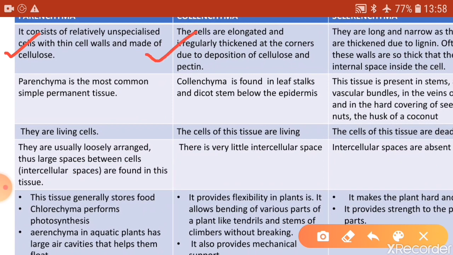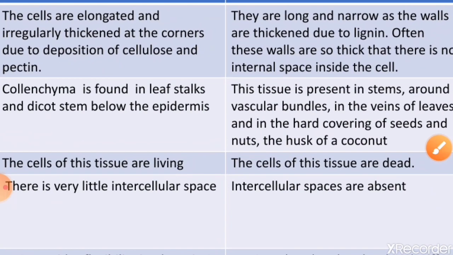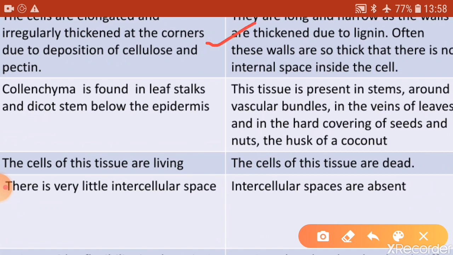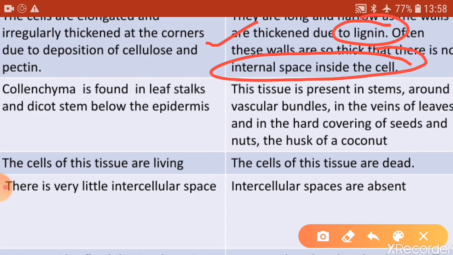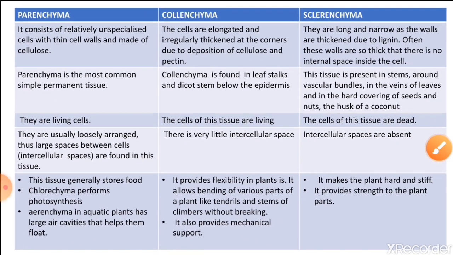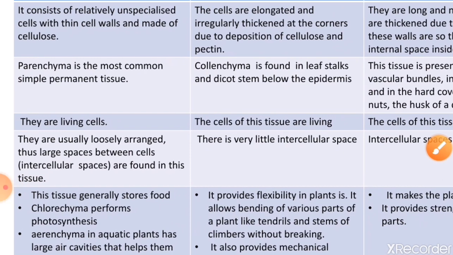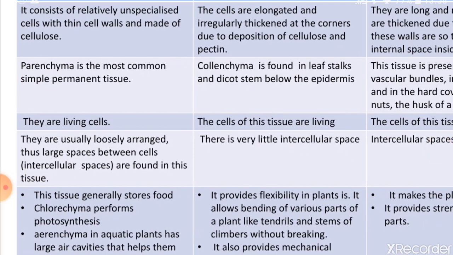The collenchyma is made up of elongated cells. The cells are irregularly thickened at the corners due to the deposition of cellulose and pectin, whereas the sclerenchyma tissue is made up of long narrow cells. The wall is very thick due to the deposition of lignin, and the wall is so thick that the inner space is highly reduced.